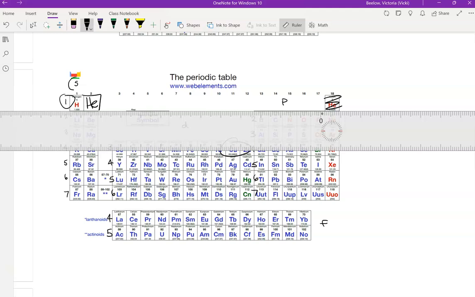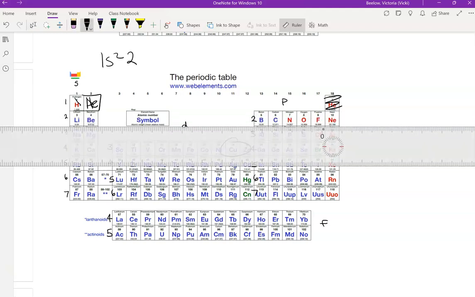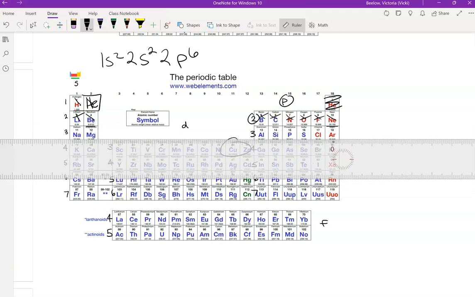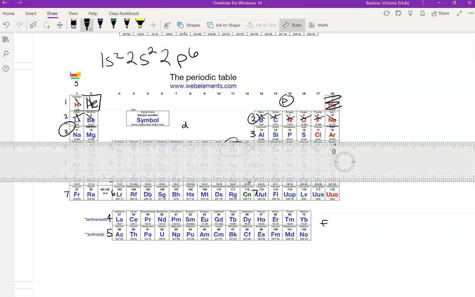All right, so again, we have 1s2. Go down a line. 2s2. And we're going to go over here. 2p, 1, 2, 3, 4, 5, 6. 2p6. We're going to go to the next line, 3s. So 3s and then 1, 2. 3s2.